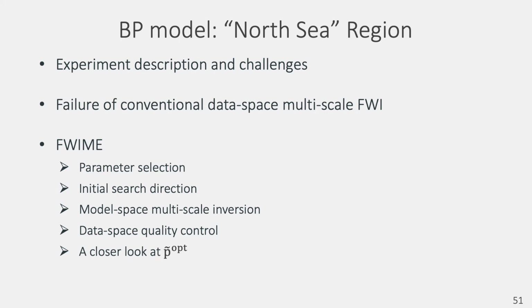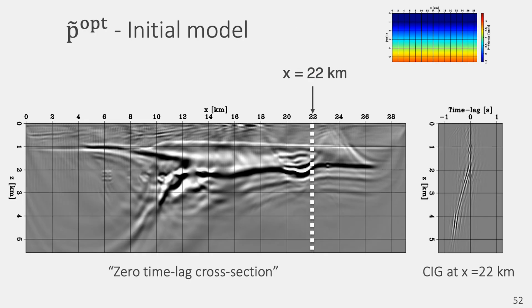And the last component we're going to examine is the optimal extended perturbation, p tilde opt. In a similar fashion as for the Marmousi-2 example, we're going to look at both the zero time-lag cross-section of p tilde optimal as well as a common image gather extracted at a horizontal position of x equals 22 kilometers. And we're going to show you a sequence of 4 different slides corresponding to the optimal extended perturbation computed after the inversion on each spline grid. And the velocity models used to compute p tilde optimal are displayed in the top right panel of the slide.